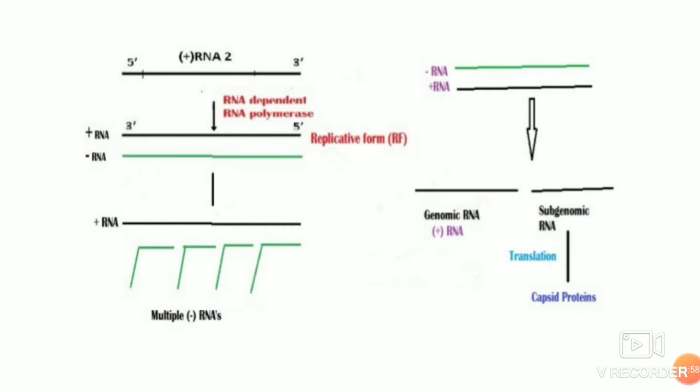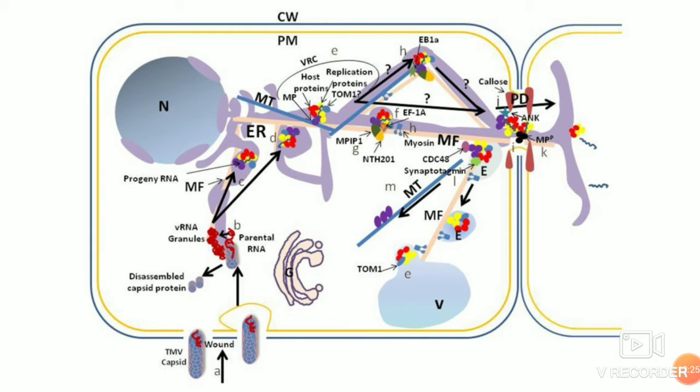The RNA dependent RNA polymerase has helicase activity and replicative activity, which creates the negative strand, and from that you have multiple RNAs coming out, which help the synthesis of capsid monomers and other movement proteins required by the TMV. So how does this transfer happen?